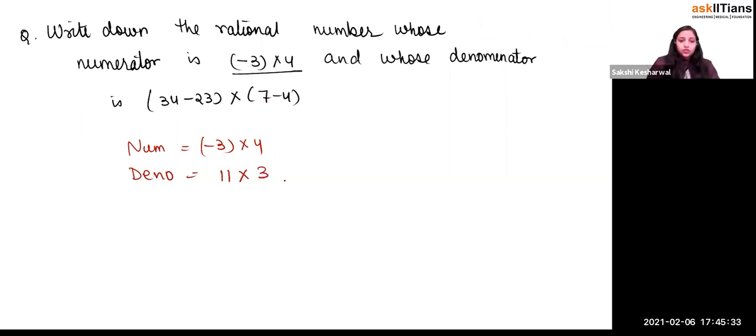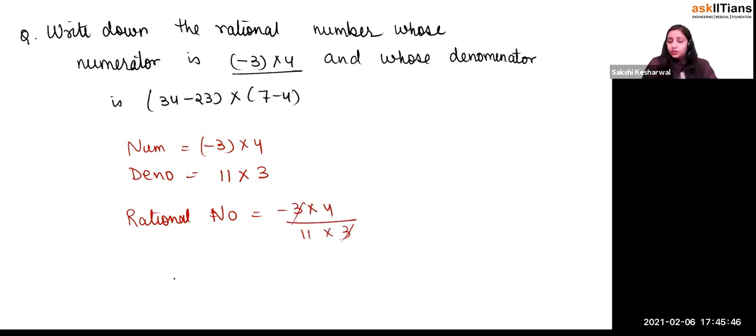Now what will be the rational number? The rational number is equal to -3 into 4 upon 11 into 3. So you see that this and this cancel out, right? And here you are left with -1/4 upon 11. So as I told you over there, negative into positive is negative. So your answer will be -4/11, right?